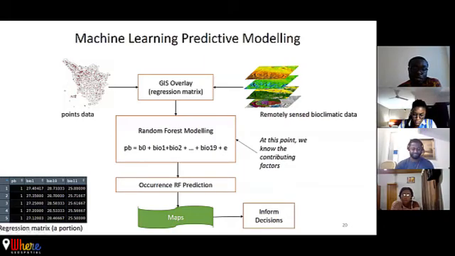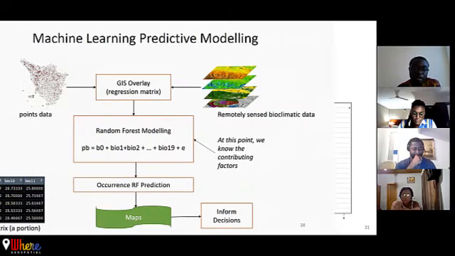Up here are the points, which I'm showing as some set of points here, but they are going to be overlaid on top of the environmental factors, and that gives us the prediction modeling table, which we call the regression matrix. And that is what random forest will depend on to create our maps.